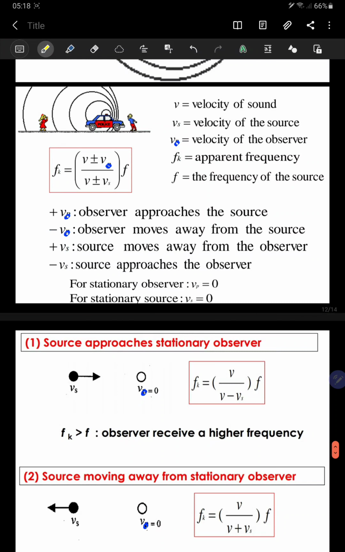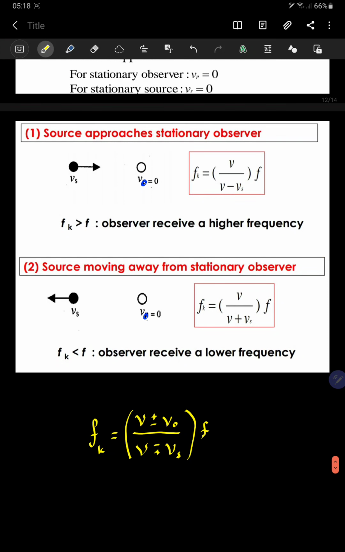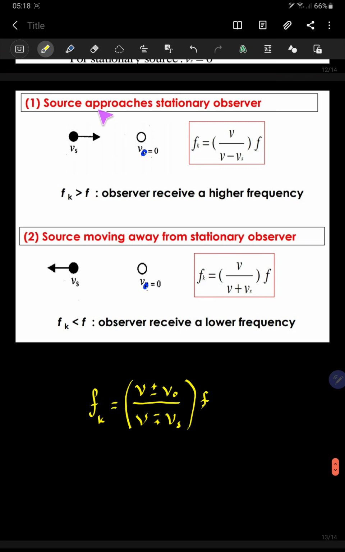Alright, so let's start with this case: the source approaches a stationary observer. So this is the observer and this is the source. The sound just comes from the source. Now the source is moving towards the observer. What happens when the source comes towards the observer? The sound becomes louder, isn't it?